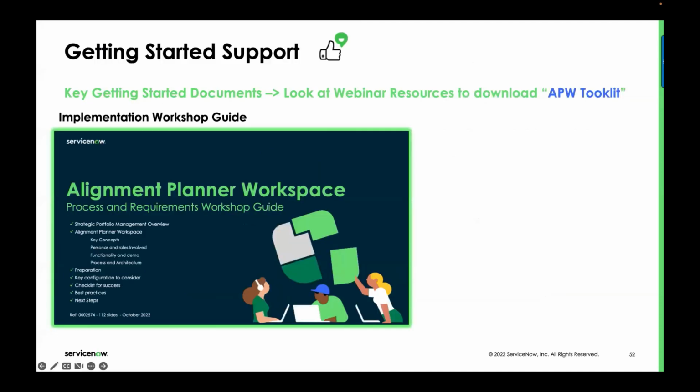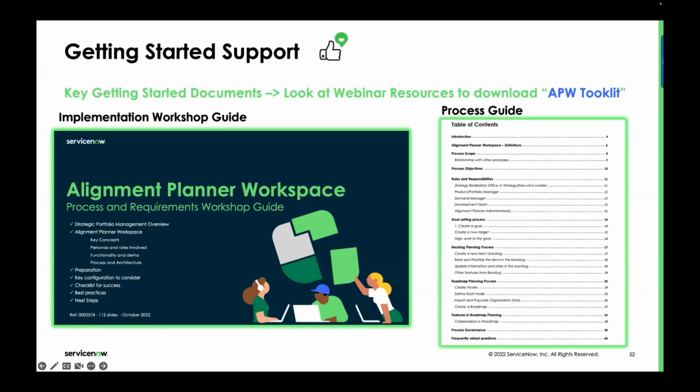So we mentioned the Alignment Planner Workspace, right? This implementation guide. That's the number one thing. It's very detailed, a lot of information for you. We also have what they call a process guide. Again, these are available out in the Getting Started kit. And so the process guide has lots and lots of information. So there's a lot of detail for you on how to get started, right?